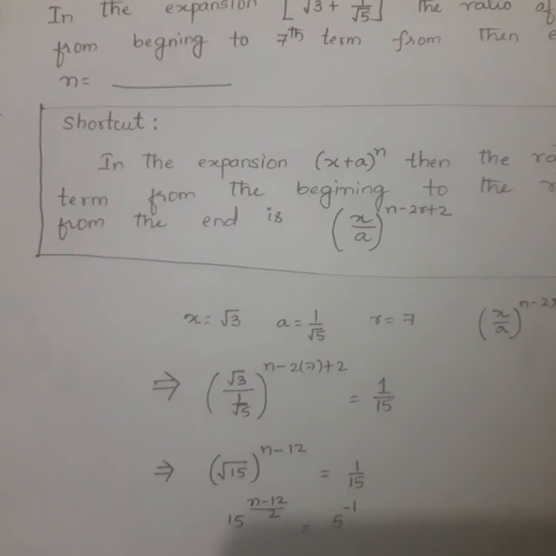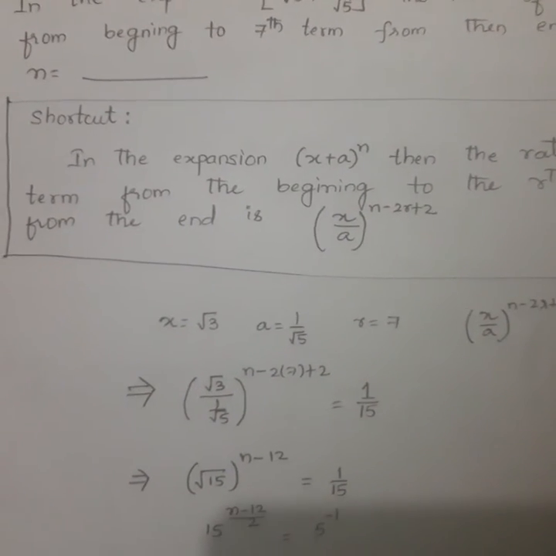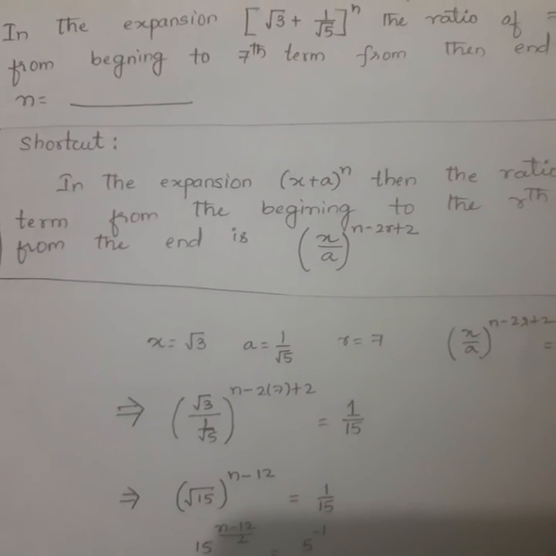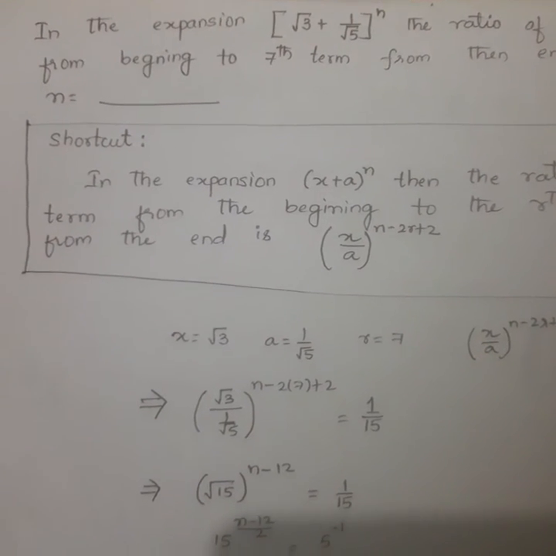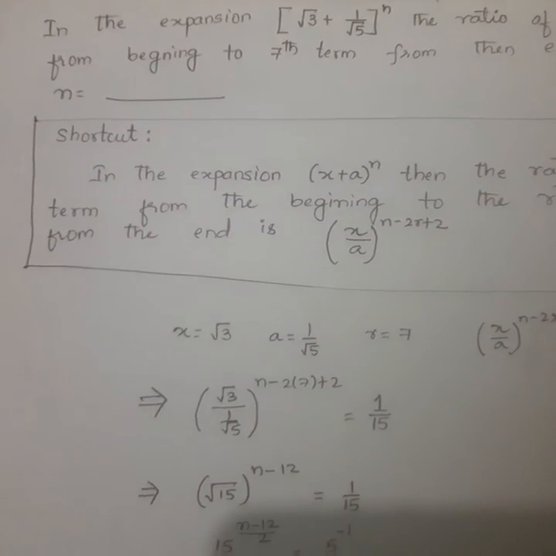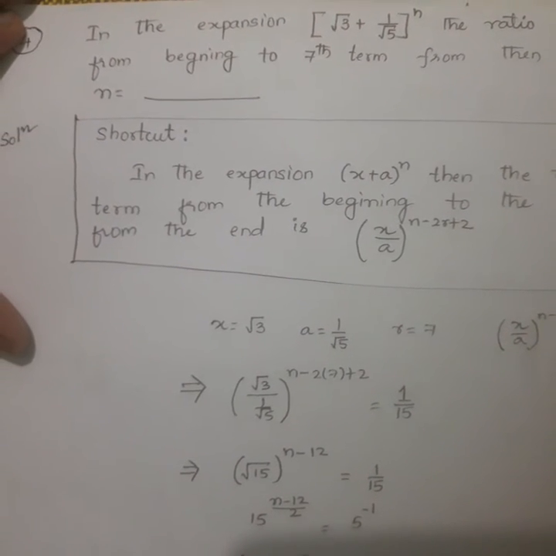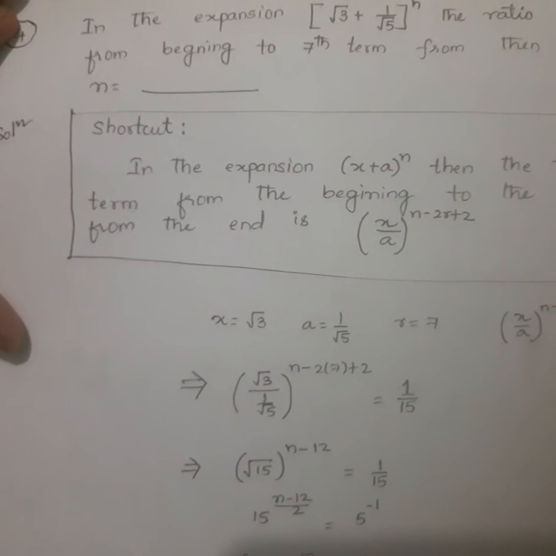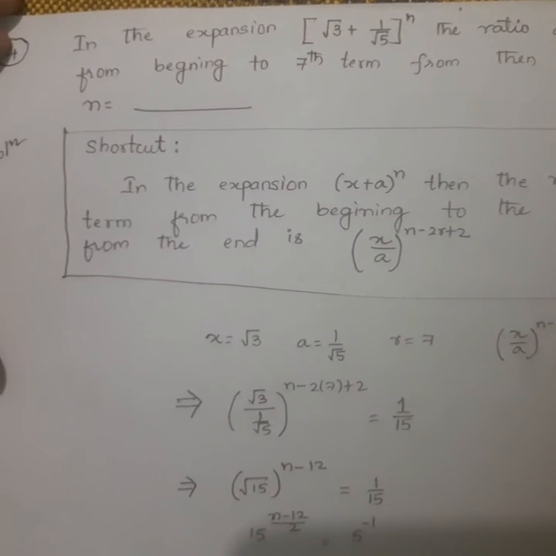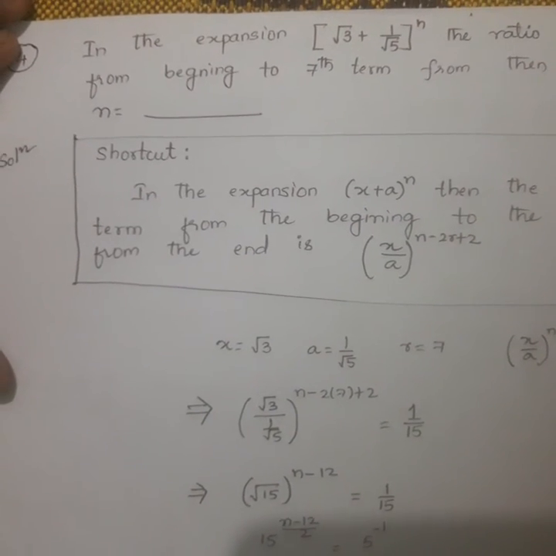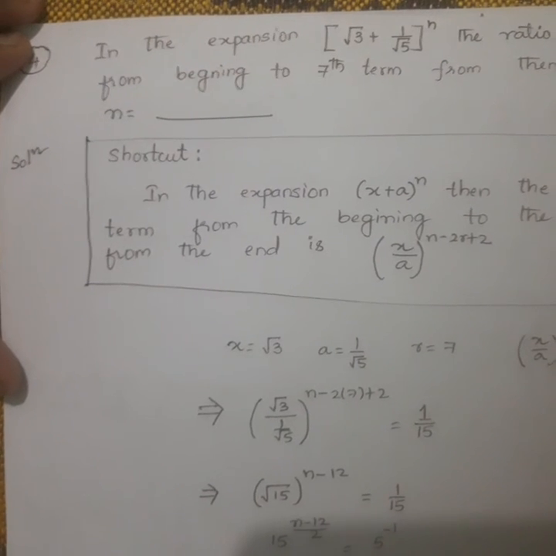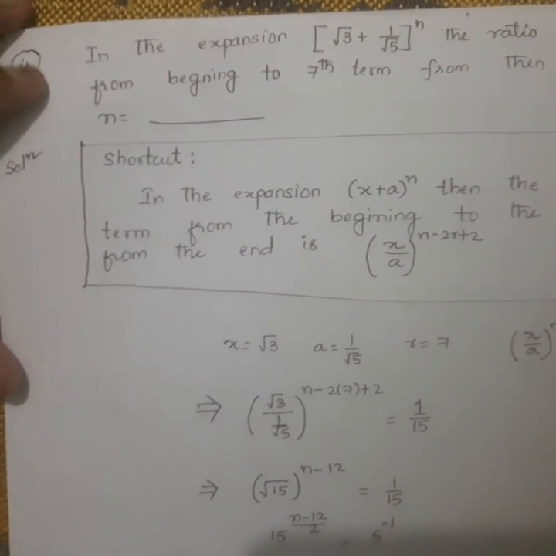Today I come with one more shortcut related to binomial theorem. Let's see the question. What the question says. In the expansion of (root 3 plus 1 by root 5) to the power of n, the ratio of the 7th term from the beginning to the 7th term from the end is 1 by 5, then n is equal to dash. Here he has given the 7th term from the beginning and 7th term from the end, that is equal to 1 by 5. He is asking to find the n value.